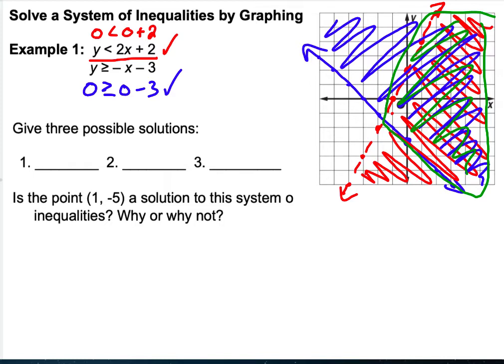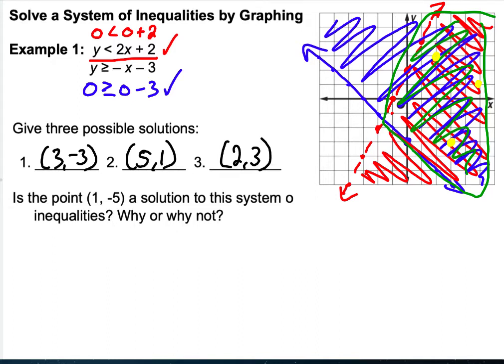So the next part says, give me 3 possible solutions. So 3 points in there. Maybe I'll pick this point here, and this point here, those yellow points. That first one was at positive 3, negative 3. So 3, negative 3. My next one was over 5: 1, 2, 3, 4, 5, and up 1. So 5, comma 1. And then my second one was over 2 and up 3. So it's just choosing at least 3 points that fall in that overlapped shaded region.